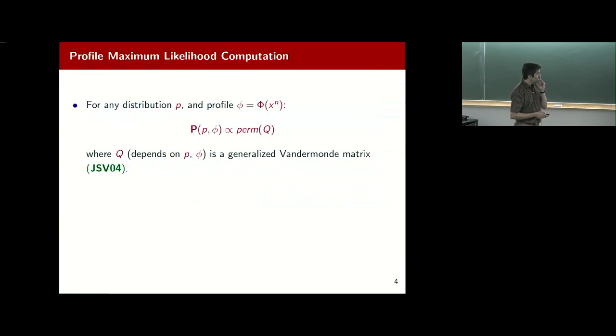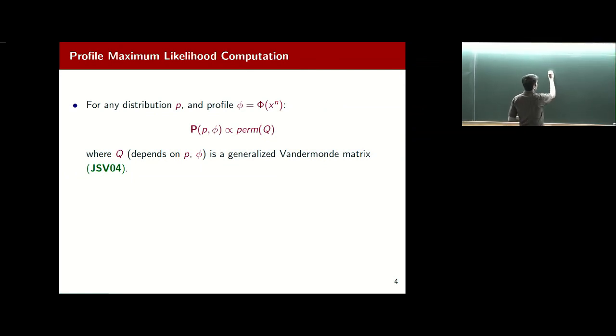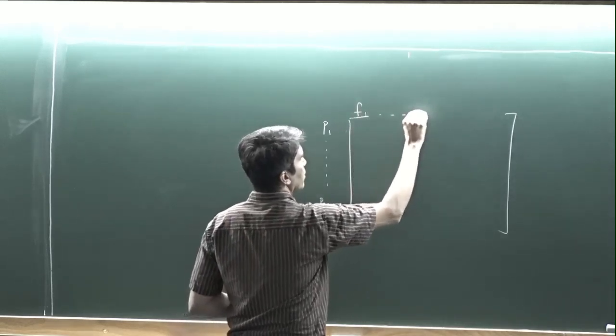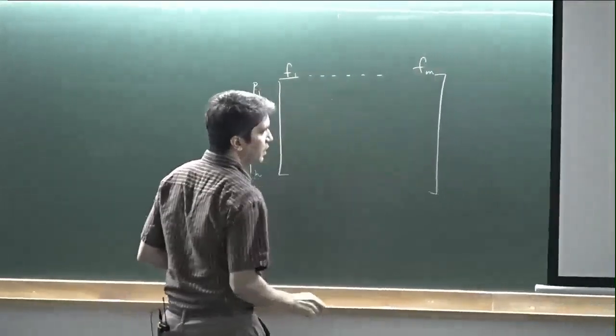Let me mention another thing. If I fix the distribution P, and I fix the profile, and I ask what's the probability of this particular profile, then it turns out that the probability of this profile is actually proportional to the permanent of a certain matrix. I said I won't use the board, but let me use it for this one thing. You have to look at the underlying probabilities. Let's say the probabilities are P1 up to Pn, and the observed frequencies are F1 up to Fm.